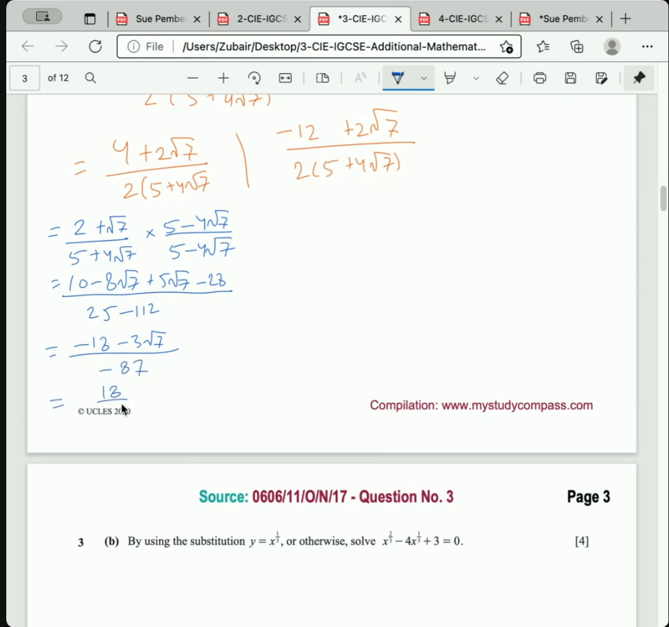So this is 18 over 87 plus 3 root 7 over 87. And 18 and 87 simplifies to 6 by 29, plus 87 and 3 is again 29, root 7 over 29. This is the first answer.